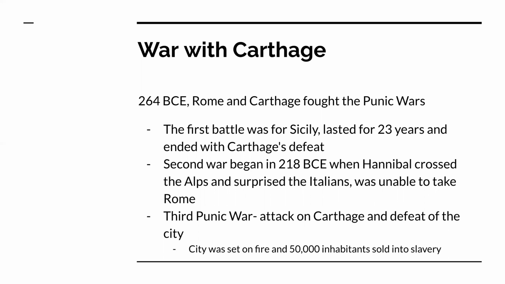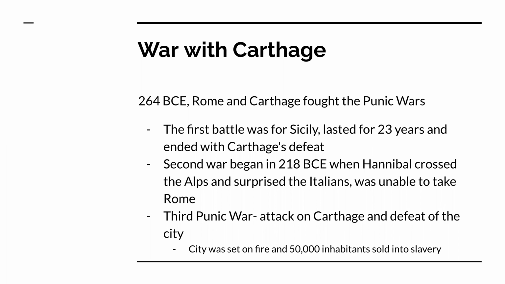The second Punic War begins in 218 BCE, when a very able general named Hannibal crosses the Alps and surprises the Italians. Instead of just attacking the coast of Italy, he goes through Spain, across the Swiss Alps, and down into Italy. He conquers a lot of area. He does not, however, conquer Rome, and that is the biggest problem.